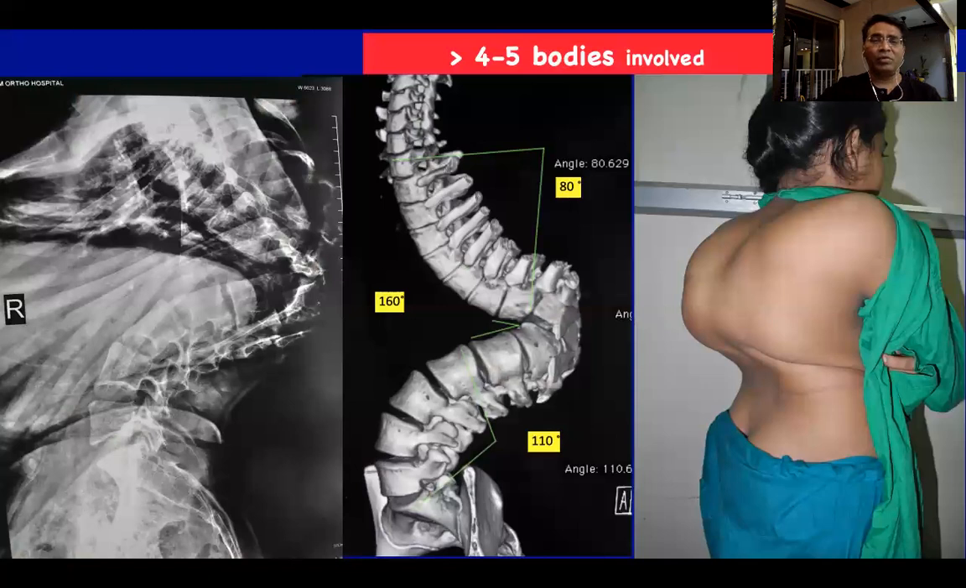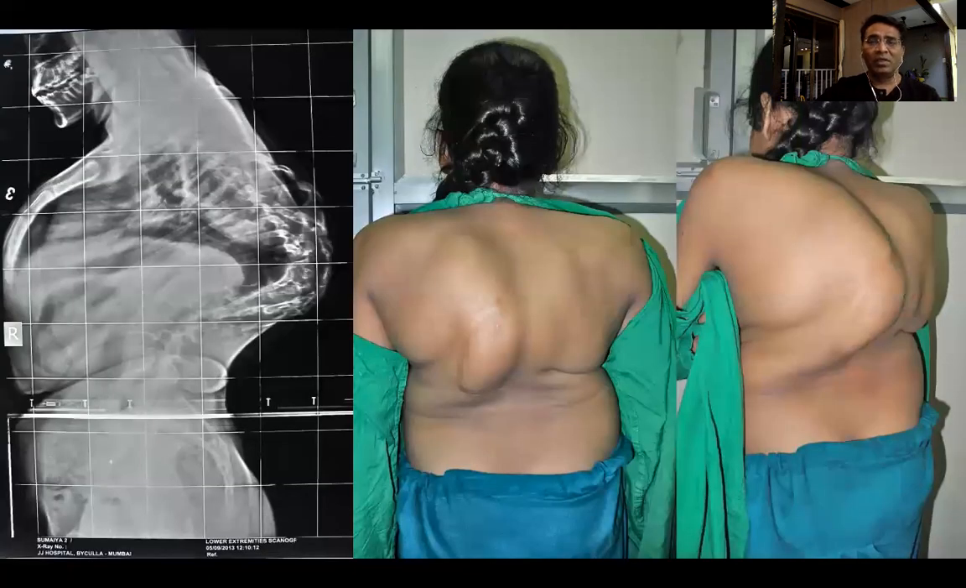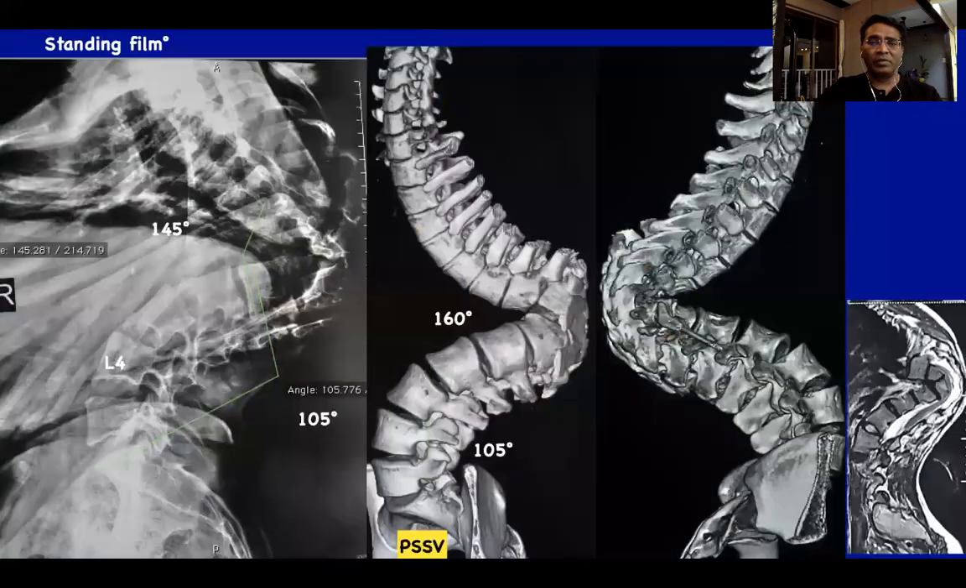For this particular case, I wanted to show you, this is an extreme case with more than 5 bodies destroyed in an adolescent girl with 110 degrees of lumbar lordosis. She was operated earlier with an anterior approach. So she was intervened upon, but this was not adequate intervention. We need to have not only anterior but also the posterior fusion. If this had been done earlier, she would not have landed up with such a huge kyphosis. These were the reformed ribs there. So her LIV is L3.